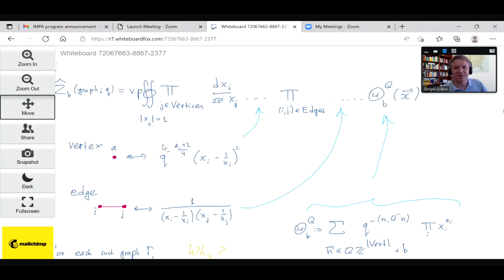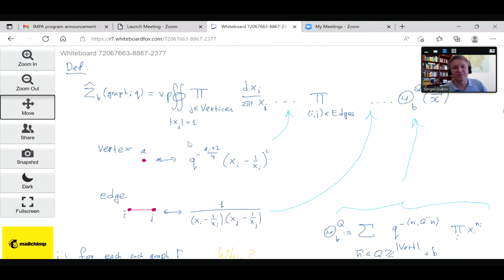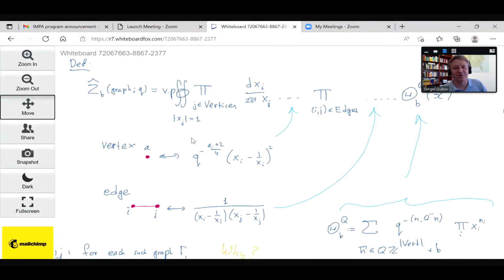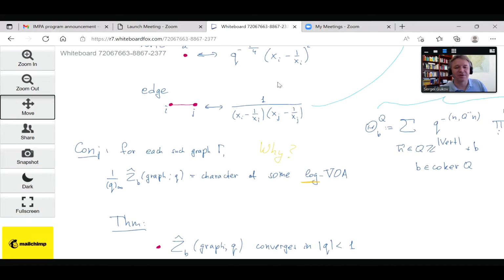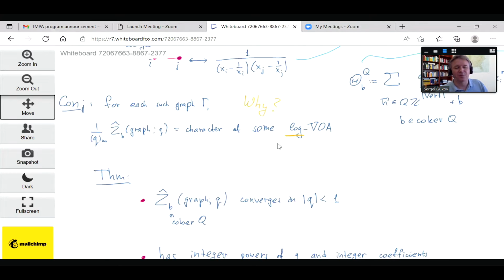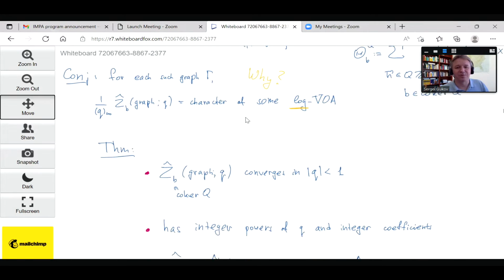So, of course, this definition may seem very random. In particular, you may ask, why did I pick the specific factors for vertices and edges? Why not something else? So this is exactly the question that we are going to answer next. With this definition, I announced that there will be some connection to logarithmic vertex algebras. That's still to come, but this is for us to keep in mind.